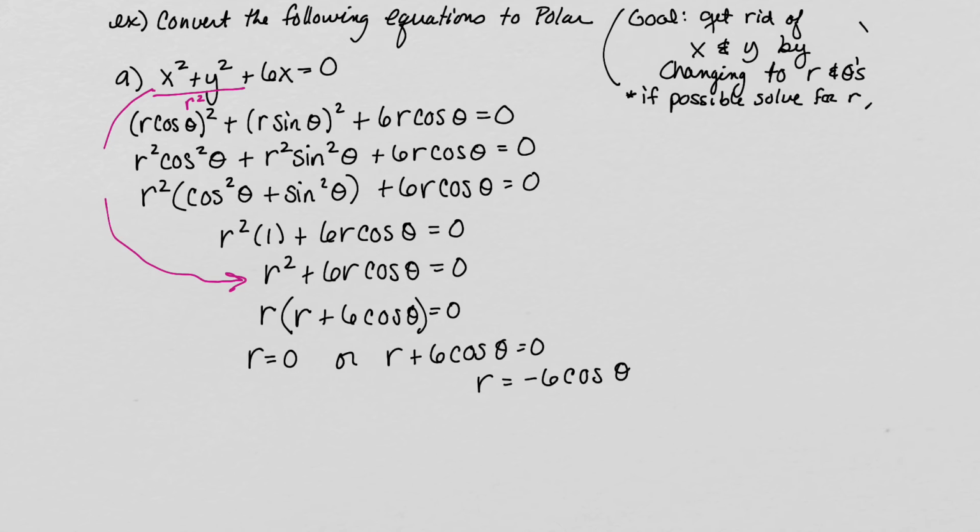You could just stop at r squared plus 6r cosine theta equals 0. I just can't remember if Alex will take that or not. It might make you go down all the way like I did.